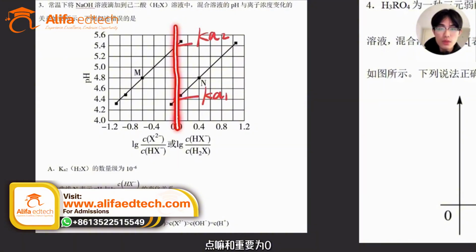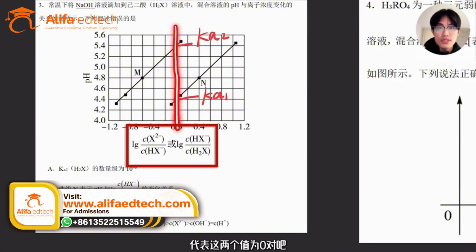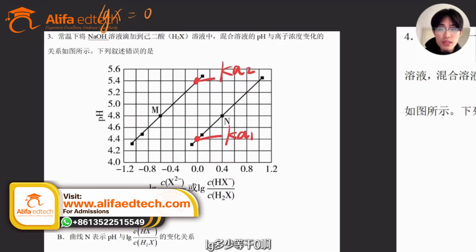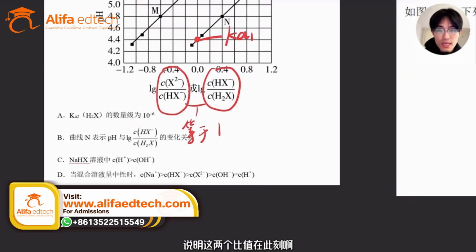So what does it mean when the x-coordinate is 0? It means this value is 0, right? But this value is inside a log function. Log of what equals 0? Isn't it log of 1 equals 0? This means that at this moment, the ratio of these two is equal to 1. And doesn't being equal to 1 mean the numerator and denominator are equal?